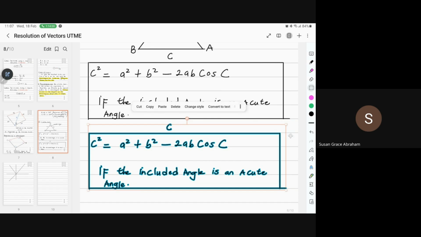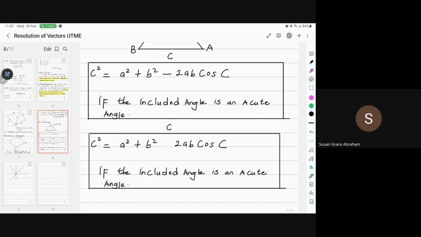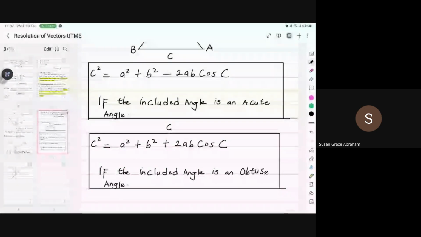Yeah. All right. So the next one now is that it's going to be a plus, yeah? If the included angle is obtuse, when it's greater than 90. Are we together, guys? Greater than 90, obtuse.